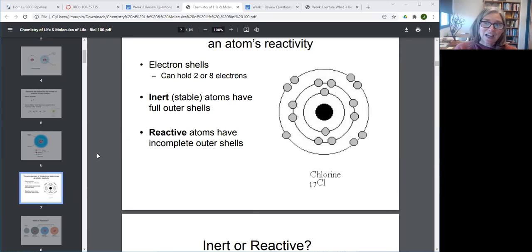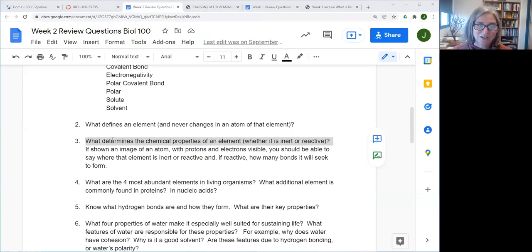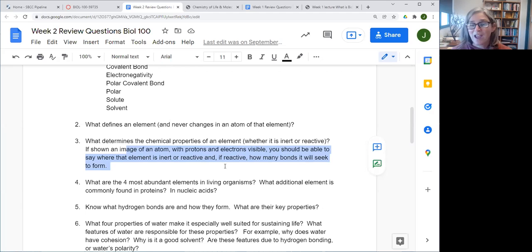When it comes to lecture, you do need to know what's on these review sheets. So if it says on the review sheet, you should be able to look at an equation and tell something. It's not going to be a calculation, though. It's more conceptual. So this question here says, what determines chemical properties? And if you're shown an image, you should be able to say whether that element is inert or reactive. And if it's reactive, how many bonds it would seek to form.